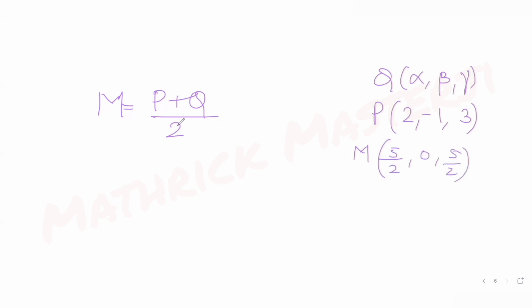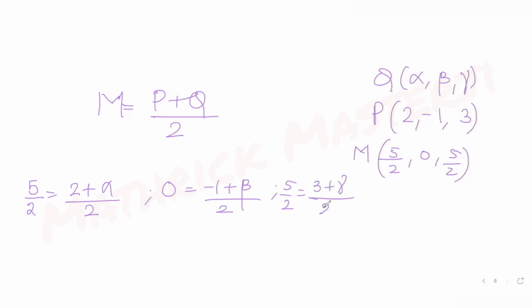So if I use all the ideas, x coordinate of point M is equal to x coordinate of P plus x coordinate of Q over 2. Next, for y coordinate, 0 is equal to minus 1 plus beta over 2. The third, 5 by 2 is equal to 3 plus gamma over 2.